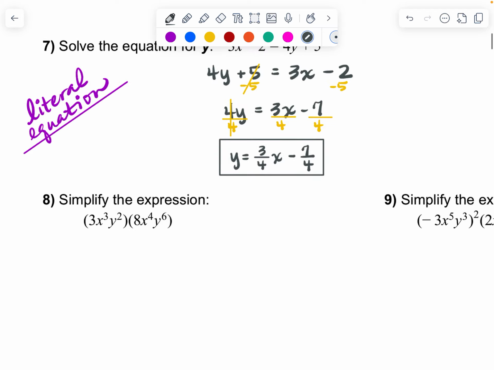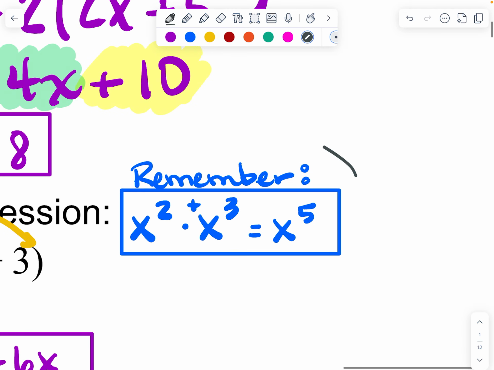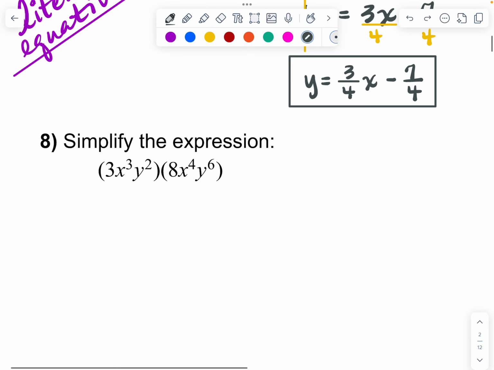All right, number 8 is kind of going back to, let me just zoom back up here, our little remember this rule, right? That when you multiply, you add the exponents. That's the exact same thing that's going on here, right? There are no plus or minus signs anywhere in this problem. This is a monomial, that is all one term, and we are literally multiplying it times this monomial, right?